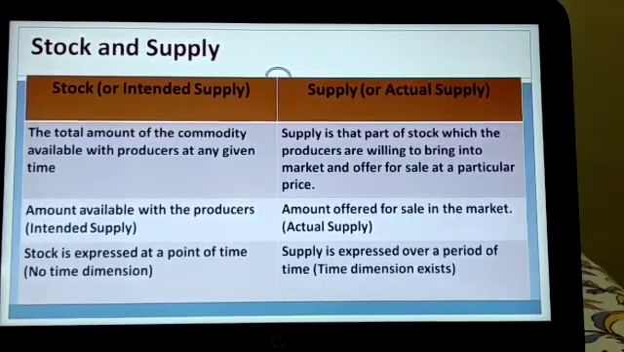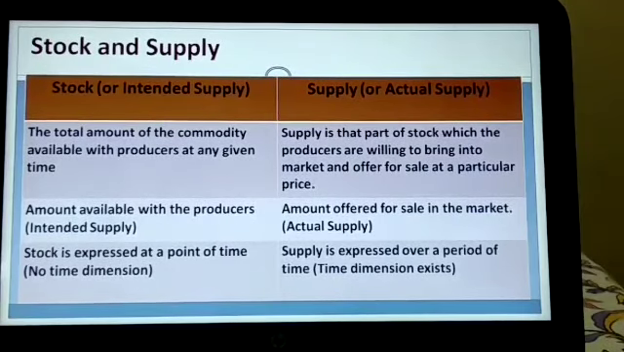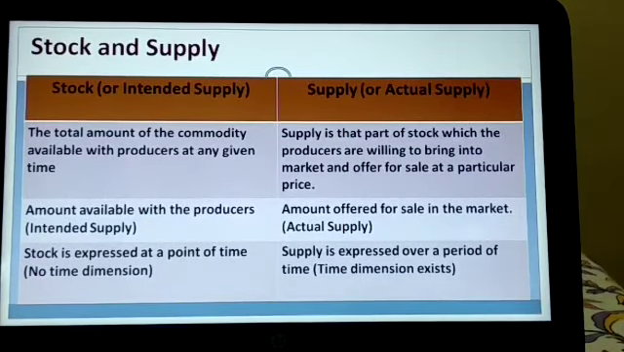Second point, stock is simply the amount available with the producers. Whatever the producers have produced till now is what is called the stock. And what is supply? Supply is the amount offered for sale in the market. So out of the commodities produced, what is the quantity that the producer is ready to bring into the market? That is termed as the actual supply.